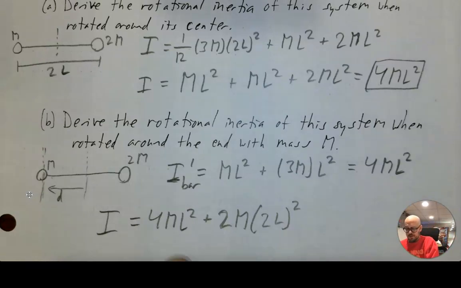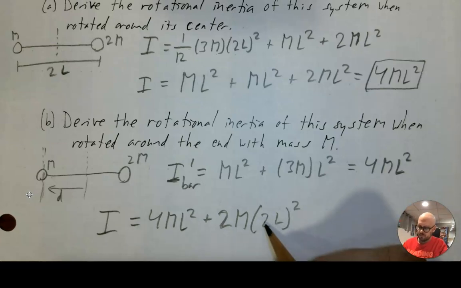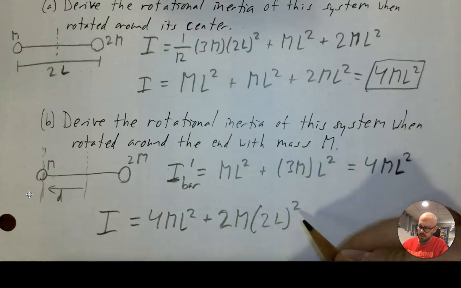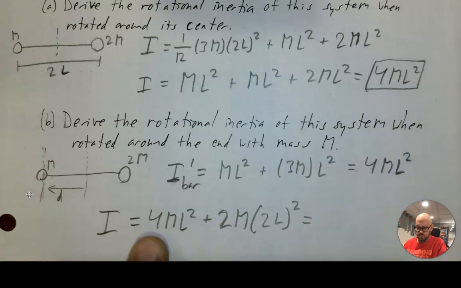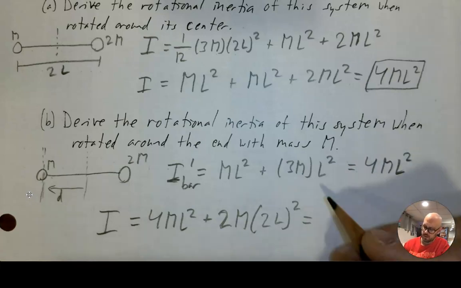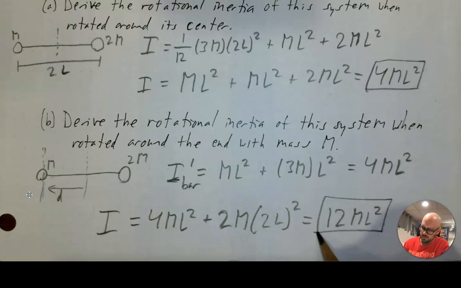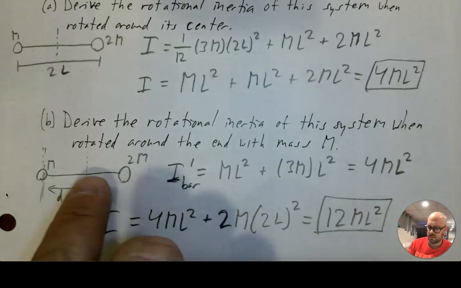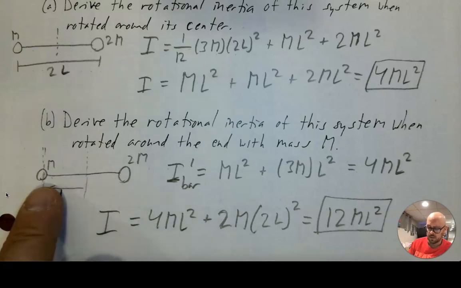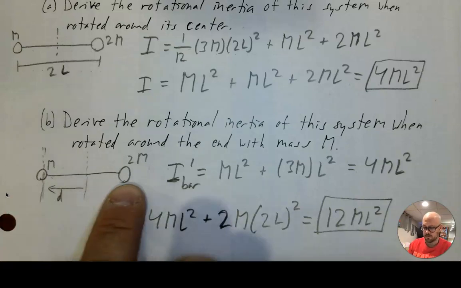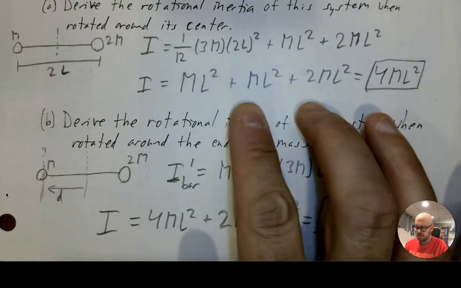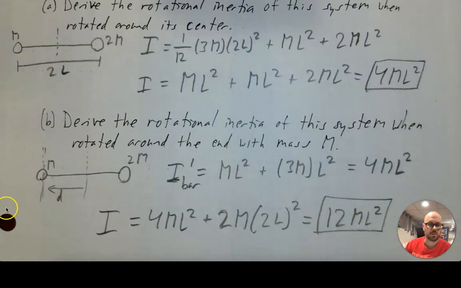So I'm going to now add these, 4ml squared, and then this is 2 times 2 squared, ml squared. So 2 squared is 4, times 2 is 8, and so this is essentially 4ml squared plus 8ml squared, getting me 12ml squared. So the rotational inertia went up considerably by moving that axis. It increased the inertia of the bar, and it increased the inertia drastically of the 2 spheres, from 3ml squared to 8ml squared. And that's that.